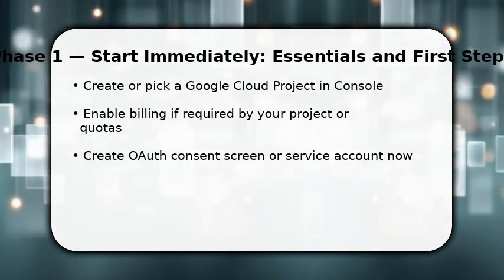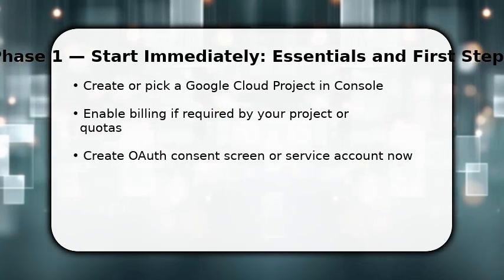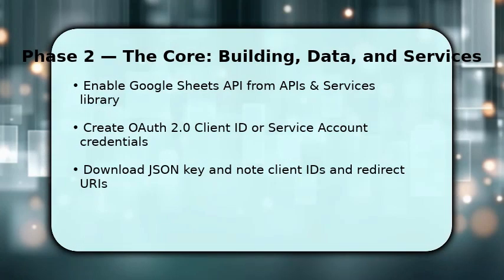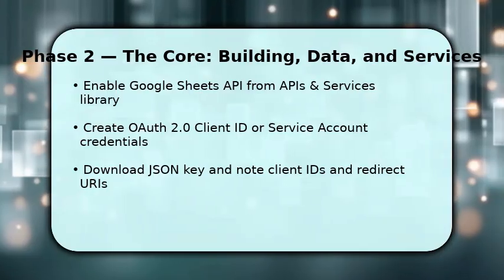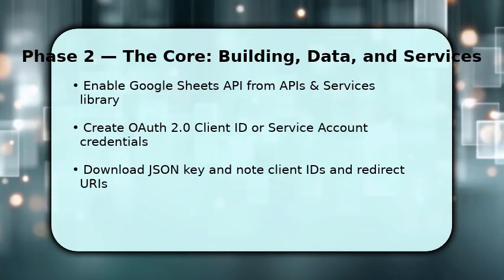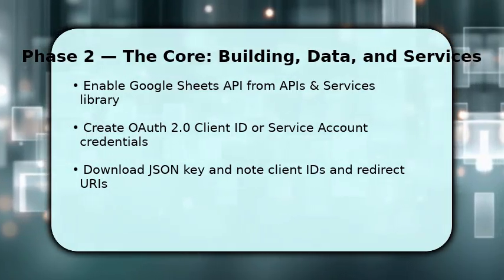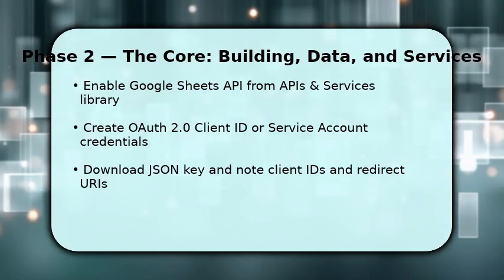Then navigate to APIs and services to enable the Sheets API. This starts the integration. Now you enable the Sheets API in the API library and head to Credentials. If your app accesses user data, create an OAuth 2.0 client ID. If it's server-to-server, create a service account and grant it sheet access.